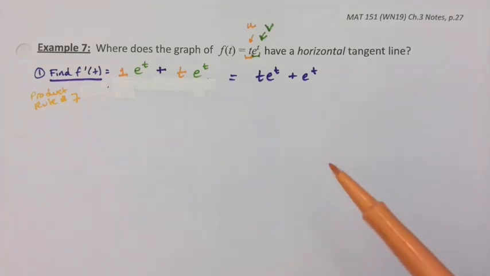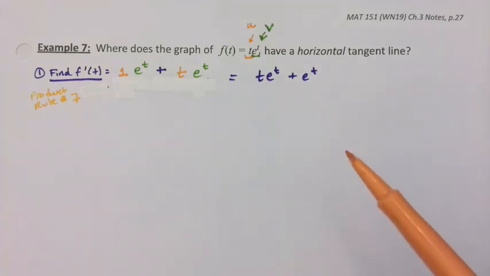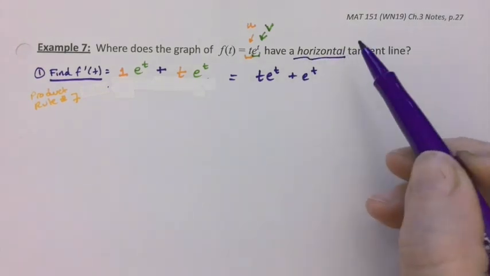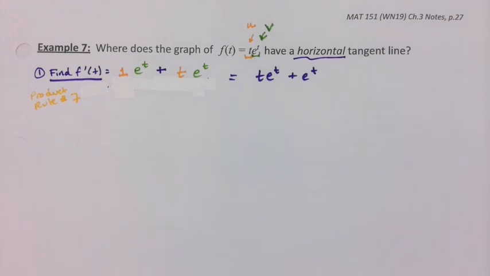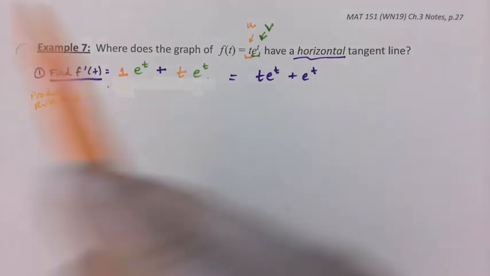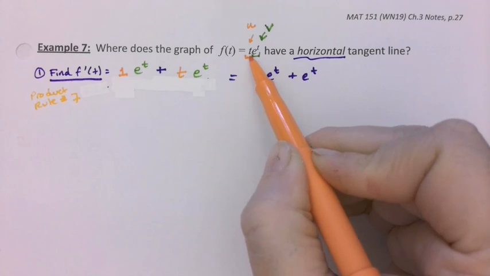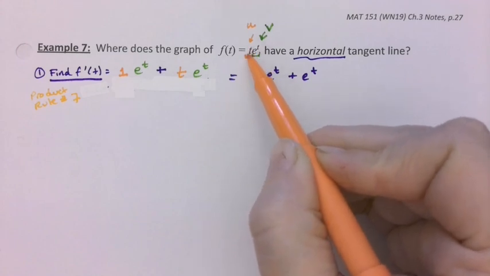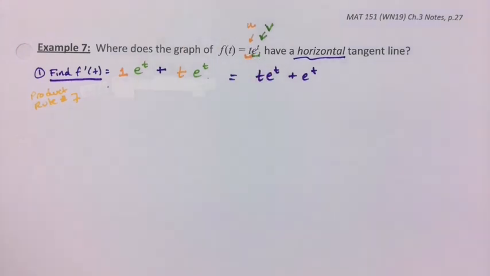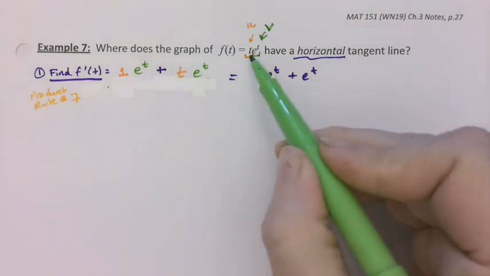So I've learned the product and quotient rule, and now I want to apply them to a different kind of problem. Namely, I want to figure out where this function has a horizontal tangent line. You can see I've already labeled my function a little bit. So I have this portion over here, which is the u portion. So I'll call that function u, which is just the t. And then v is just the e to the t.